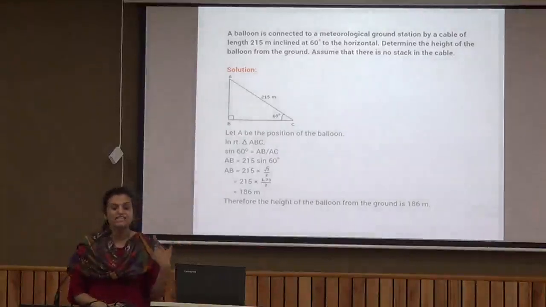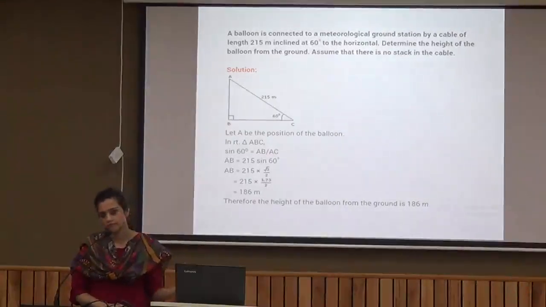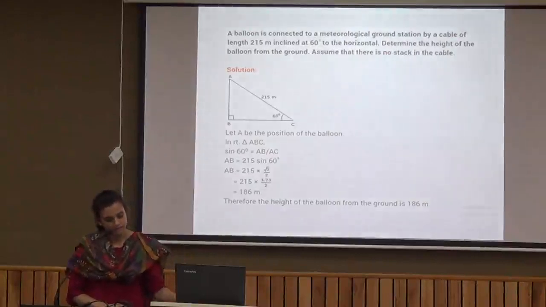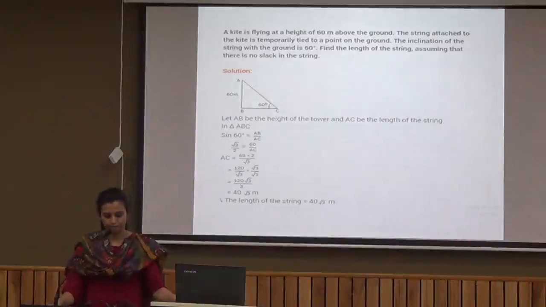Yes, we're going to use sine theta. So sine 60 is going to be AB upon 215. Putting in the value of sine 60, which is root 3 by 2, you get the answer. That's pretty simple. Let's move on to the next example.